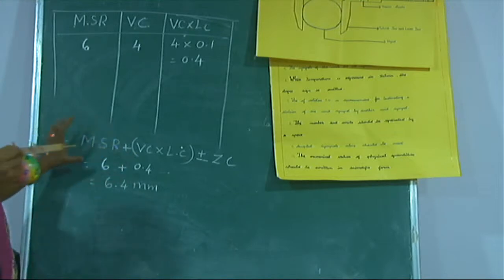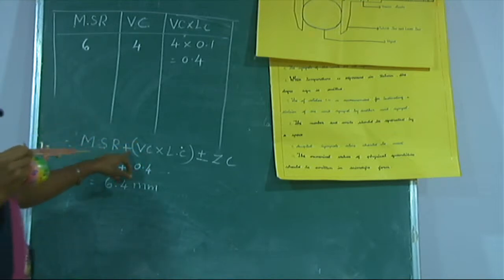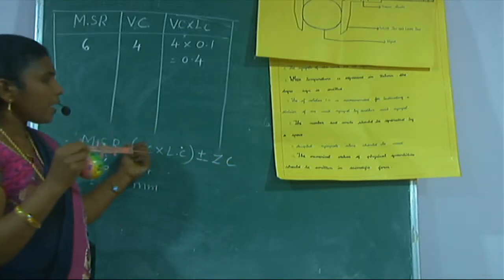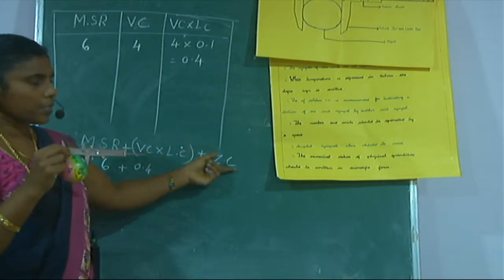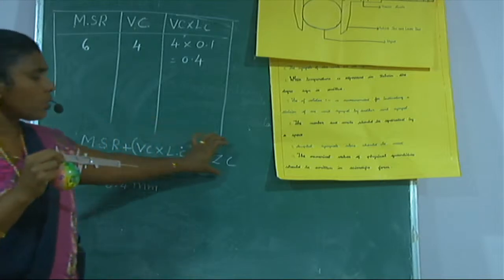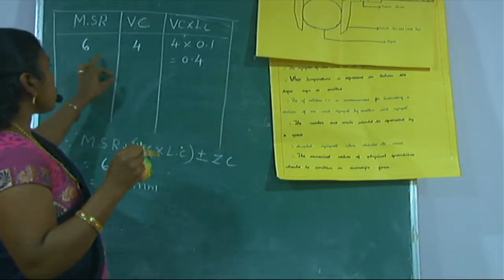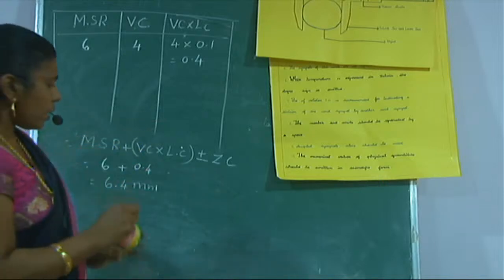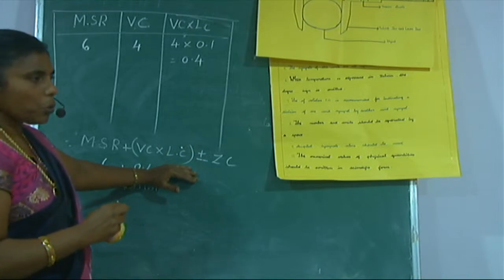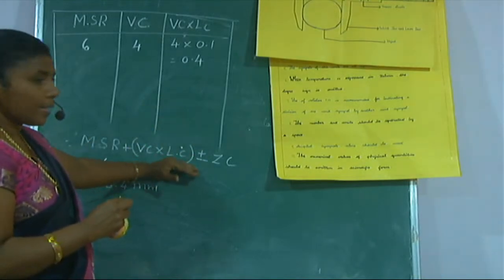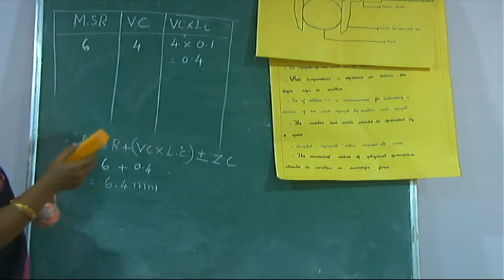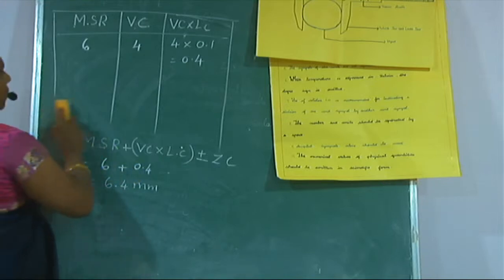What is the formula? The observed reading formula: MSR plus VC into LC plus or minus VZC. MSR is main scale reading, VC is vernier coincidence, LC is least count, VZC is zero correction. So like that you have to find out. Regarding problems, you have to do them by using this formula. Some example problems are there inside the book; just you have to do them. Then the numerical problem, problem number 9 is there. Just we can do it now.